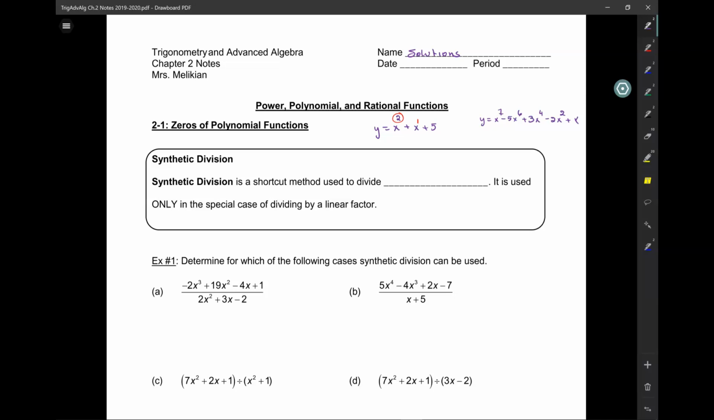Now let's talk about something completely different. We're going to talk about what we call synthetic division. Okay, so synthetic is anything that is man-made, right? I don't want to use the word fake, but basically anything that's not the real deal, right? That's synthetic. And so synthetic division is dividing polynomials, but sort of in a shortcut method, right? So synthetic division is a shortcut used to divide polynomials.